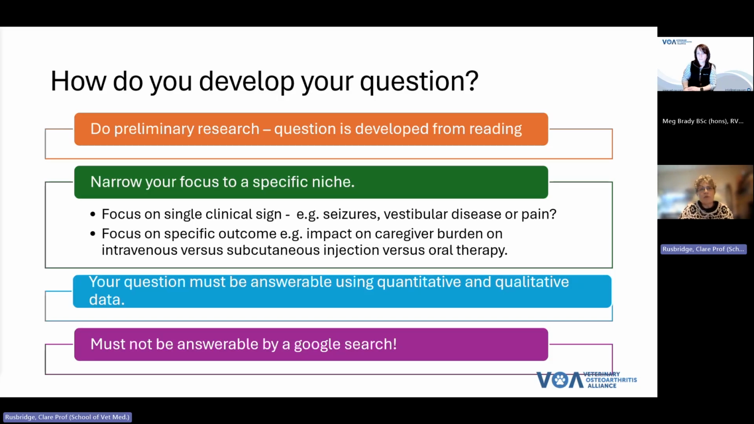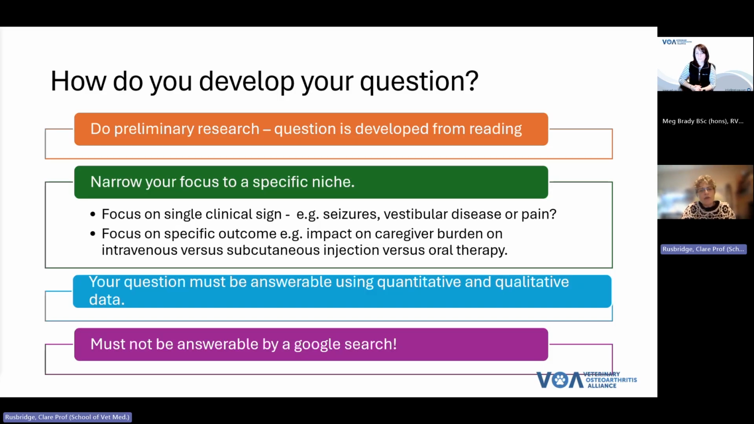So your question has to be answered within quantitative and qualitative data. So what does that mean? So qualitative data means the stuff that you can describe. So you can say that we had X many dogs participate in our study, that ranged in weight from 5 kilograms to 50 kilograms, and you were able to give numbers to some of those. So we had 50% of the dogs that I saw had elbow dysplasia, that sort of thing.